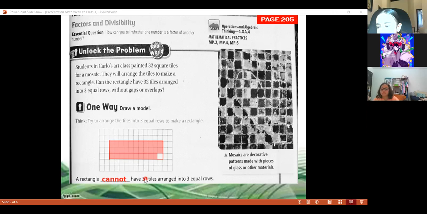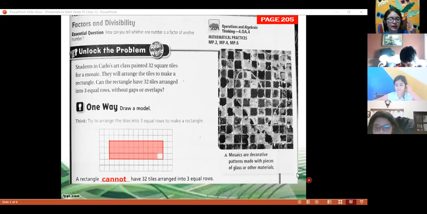Yes, so this is one way that we can know if a number can be divisible or be a factor of another number. Remember, factors are two numbers that you multiply to get one answer. Now, let's work on the second part.